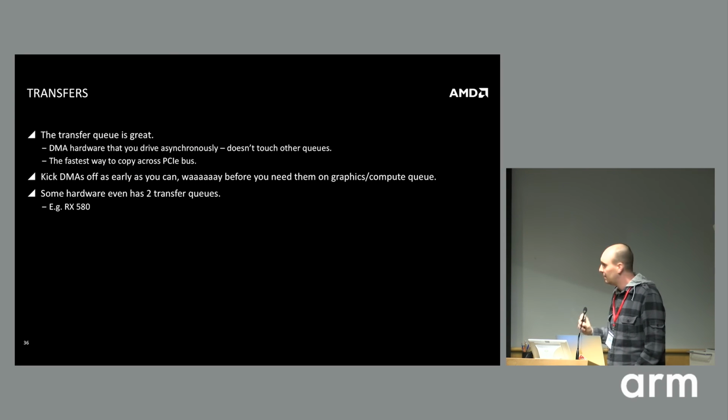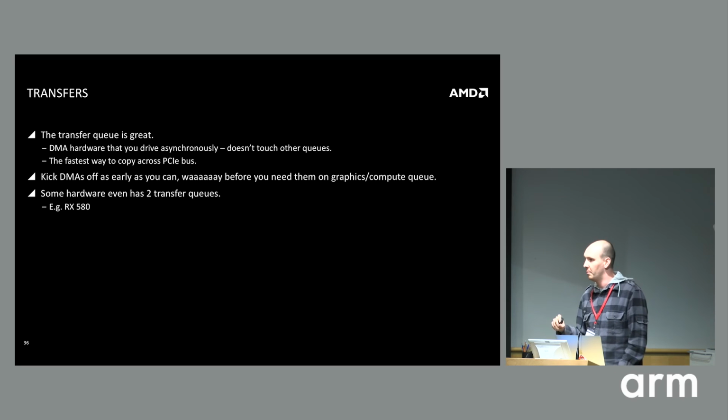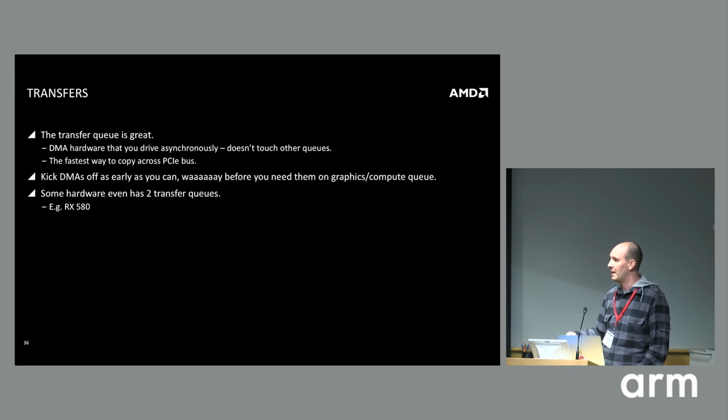The reason is that the transfer queue, at least for AMD, maps to an actual DMA engine that's completely asynchronous from the rest of the chip. It doesn't touch other queues, and it is actually the fastest way to copy across the PCIe bus. If you can kick your DMAs off early, way before you need them, they'll run completely asynchronously to graphics and compute. It won't need to launch any wavefronts to do that memory access.